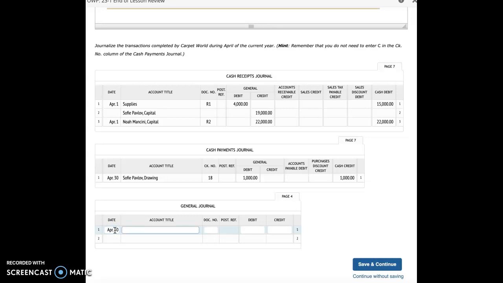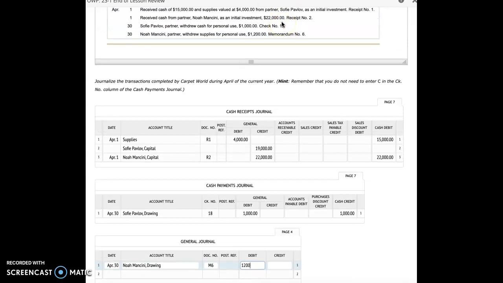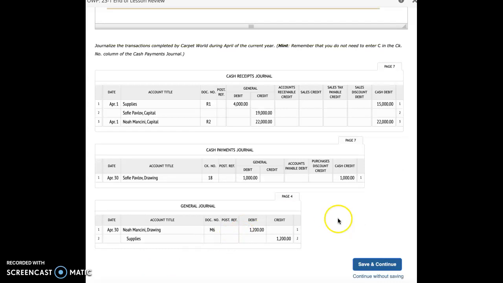Account title will first be Noah Mancini, comma, drawing. The document number is M6, and it will be a debit of $1,200. And the second line, he withdrew supplies and a credit of $1,200.